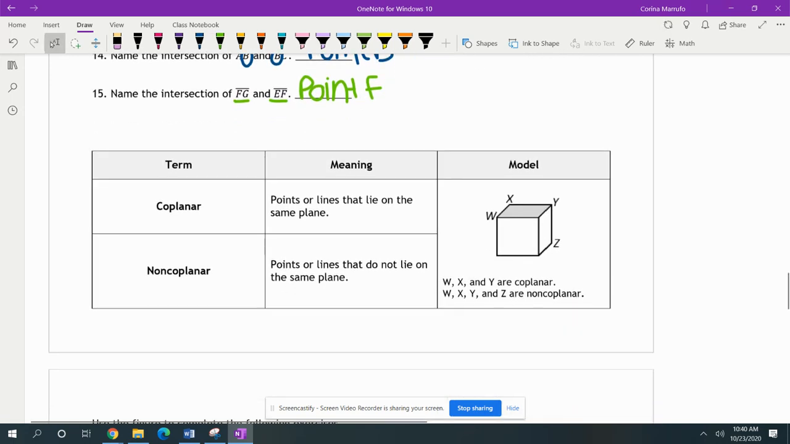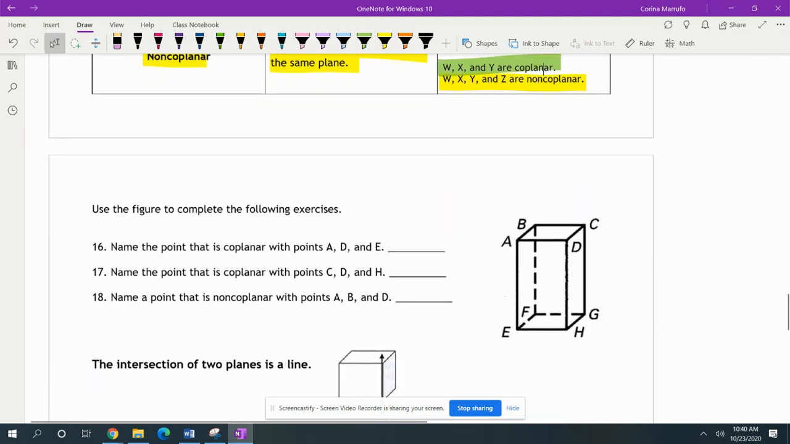All right, a few more definitions. Coplanar. Just like collinear, where they're all on the same line, coplanar means points or lines that are on the same plane. So here, X, Y, and W are considered coplanar. But non-coplanar would be points that are not on the same plane. So W, X, Y, and Z are not coplanar because Z is off on a completely different plane.